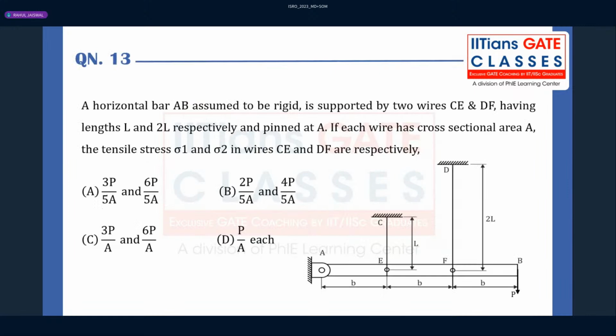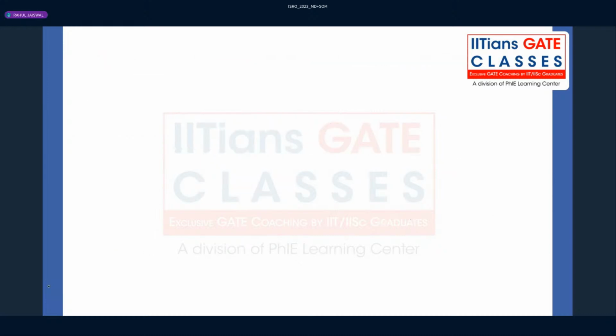Now, again a question from strength of material. The horizontal bar AB is assumed to be rigid, that means there cannot be any deformations. It's supported by two wires, one wire CE and the other wire DF, having lengths L and 2L. Each wire has a cross-sectional area A. The tensile stresses sigma 1 and sigma 2 in both the wires CE and DF will be what? Again, for this we have to draw the free body diagram.